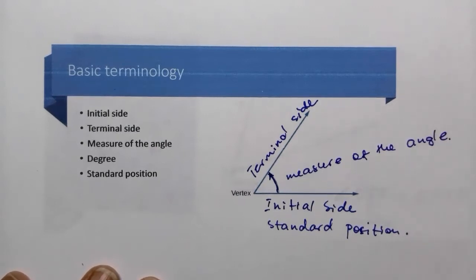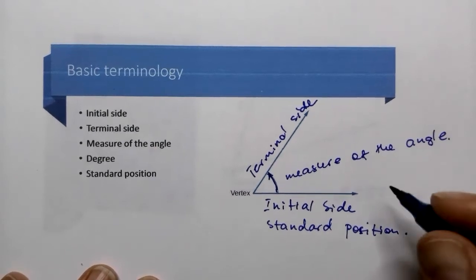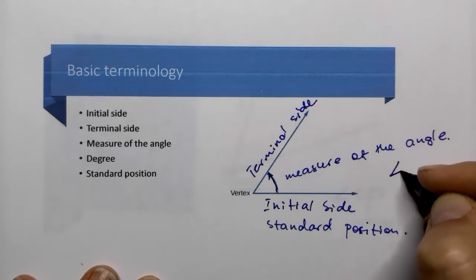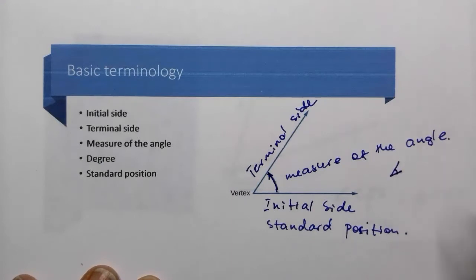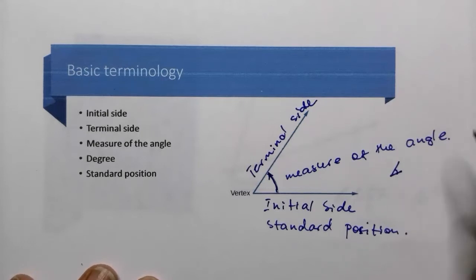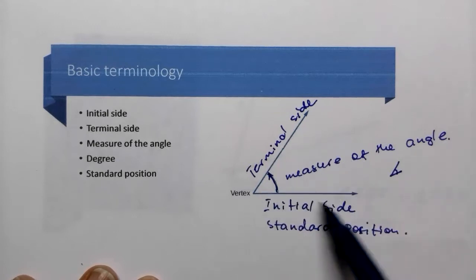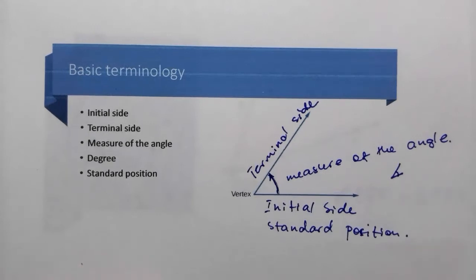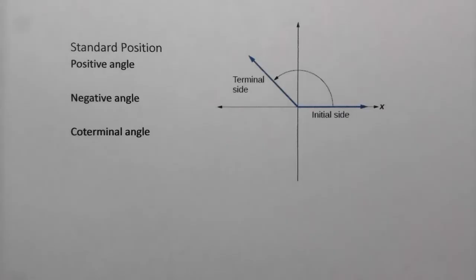And sometimes in some books, the measure of the angle is denoted by this little angle symbol with this little arc right here. So this is read as measure of the angle. It looks just like this. And the measure is in degrees. So let's talk about degrees a little bit.